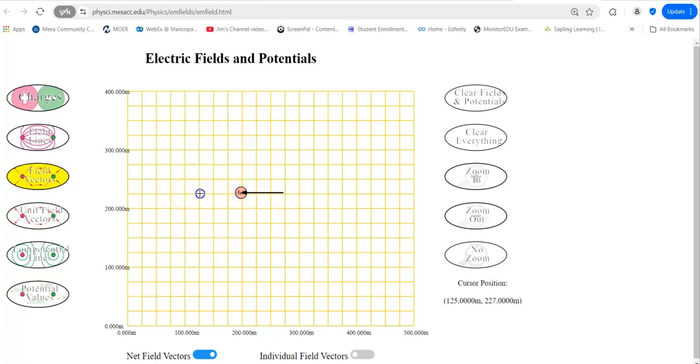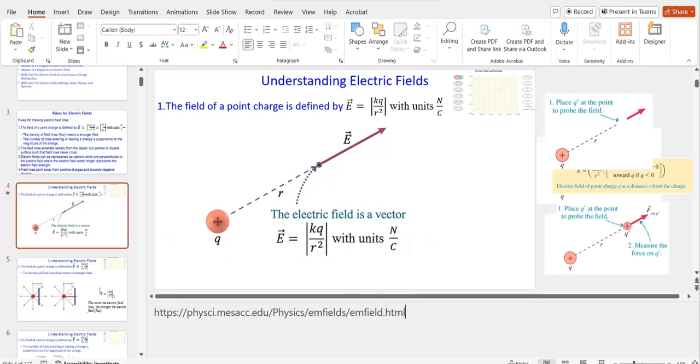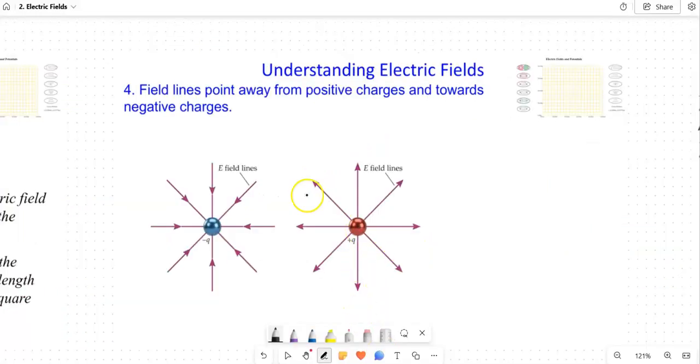1, 2, 3. There you go. And then the further away you get, the smaller those electric field vectors, right? And the field lines, you don't necessarily have to represent them with a vector arrow. It does help to reinforce this concept here.